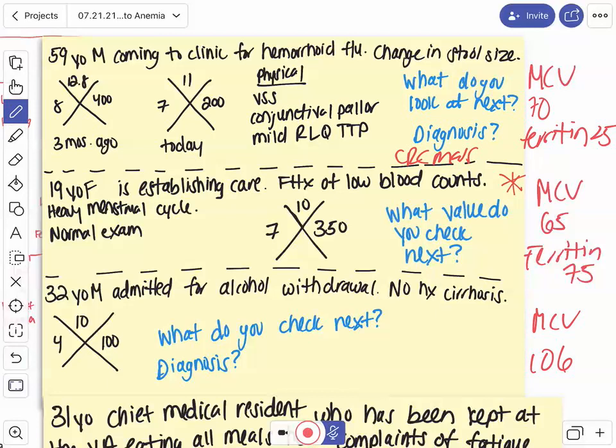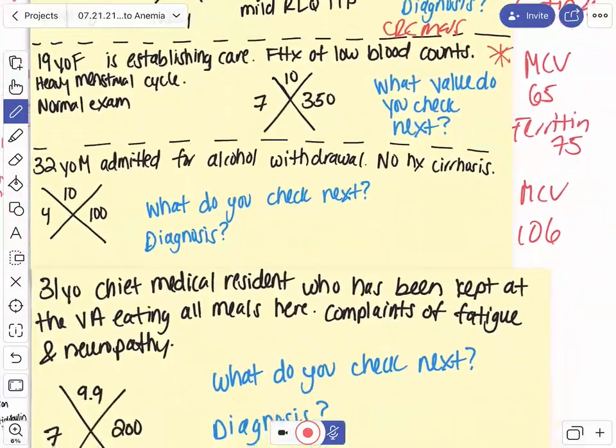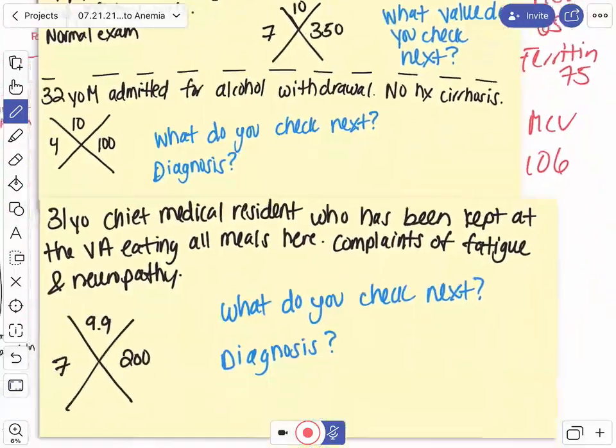Oh, well, alcoholics will have an increase in B12. Yeah, so do I need to check B12? Great question. Seniors, would you check a B12 and folate in this patient who's admitted for alcohol withdrawal with a macrocytic anemia? Probably. Okay, so just empirically give B12 and folate. I think you can check B12. Okay, great.